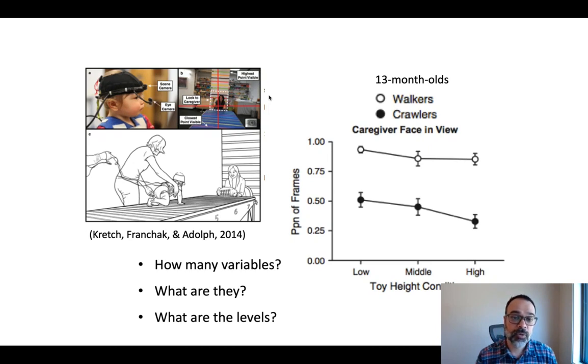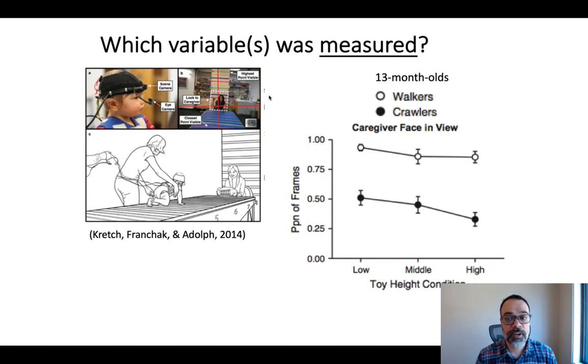Okay, so first, which variable or variables were measured? Do you know which variables were measured? Well, in this case, there were two variables that were measured. One was whether the infants were walkers or crawlers. This was not something that was randomly assigned. 13-month-olds, some of them both walk and crawl. Probably the experimenters wouldn't have bothered trying to tell them what to do because 13-month-olds tend not to listen to that sort of thing. So this was probably a measured variable.